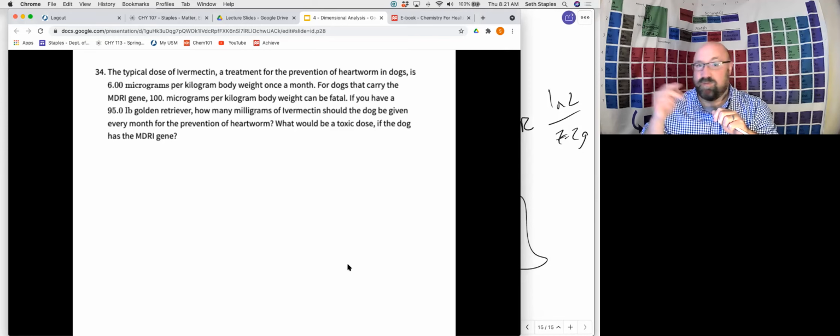I know for my dog, we've got to pop that into a little treat for him and he'll scarf it down. For certain dogs, though, that carry this specific gene, 100 micrograms per kilogram of body weight can be fatal. And so there's a couple things that we want to know here. The first question is, if we have a 95-pound golden retriever, how many milligrams of the drug should be given every month? Second question, we want to know what a toxic dose would be.